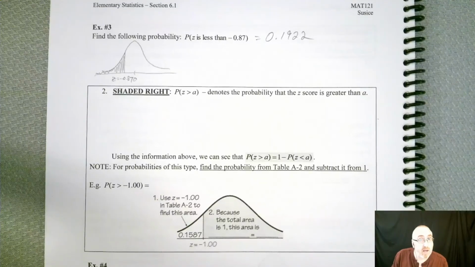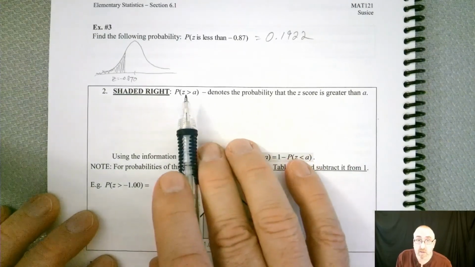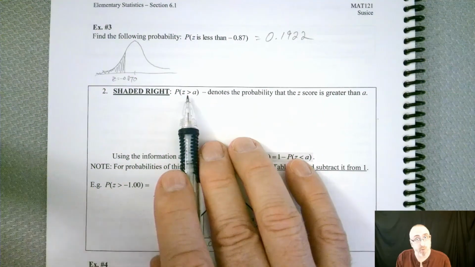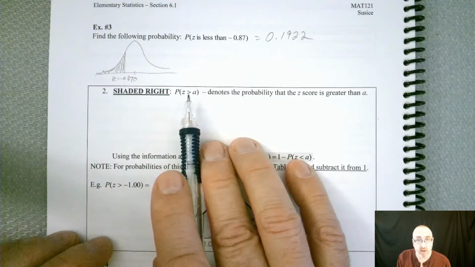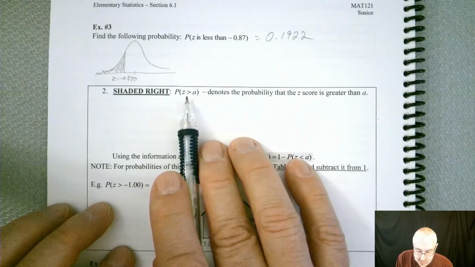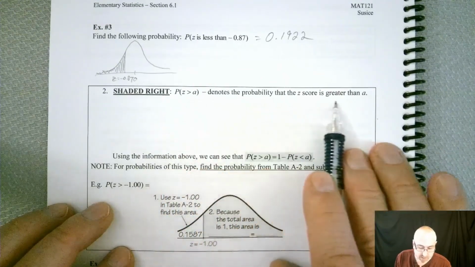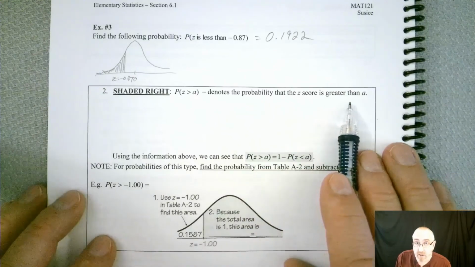So now that we have case 1 down, shading to the left, let's look at what happens when we shade to the right. So instead of a less than symbol, we're going to be using greater than because we want the right side shaded of the z-score. So when we have something like this, it denotes that the z-score is greater than a.